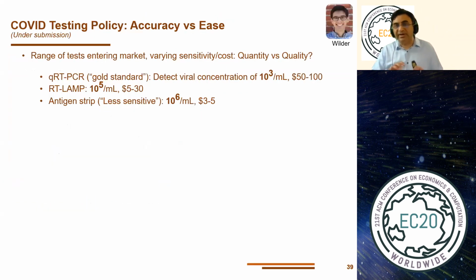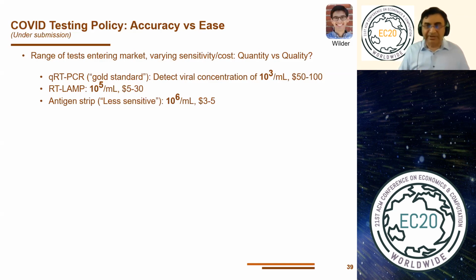But more recent work has looked at COVID testing policies. For example, what should a place like Harvard do? Should we be testing all of the students every day? And what kind of tests should we use? A gold standard test like PCR detects viral concentrations. It's very sensitive, but costs a lot. Something like an antigen strip is much less sensitive.